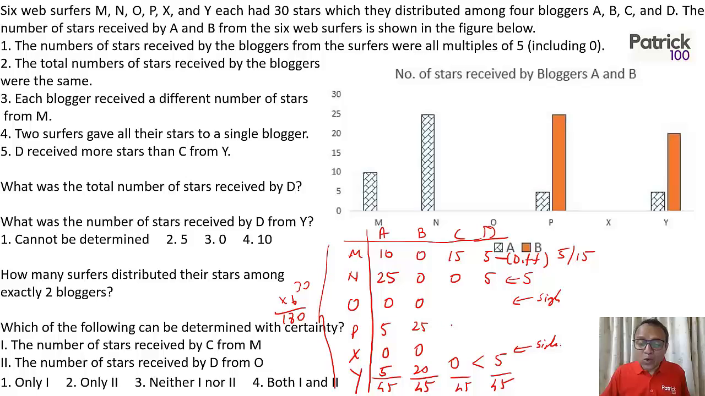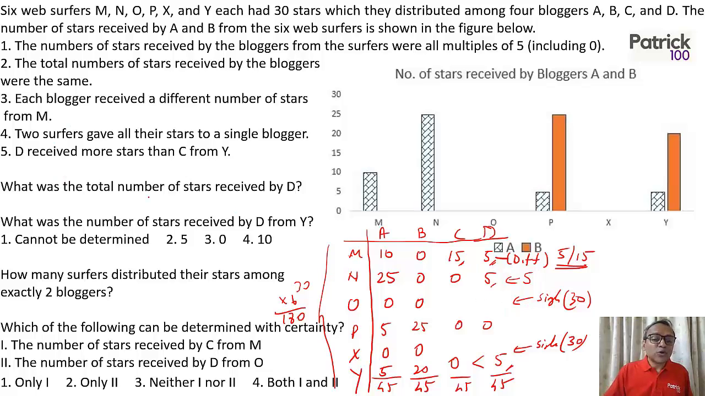Remember, O and X will anyway give 30 stars to one person. If O and X give 30 stars to one person, that means D and C have to get 15 more stars. Now D has already got 5 stars from Y, so he can't get 15 stars from M, and remember M distributes 5 and 15. So M has to give 15 stars to C and 5 stars to D. Automatically what is left for N is 5 stars, which has to go to D. This has to be 0, 0 because P has already given 30 stars. Now for O and X we cannot find out which is 30 and which is 0.